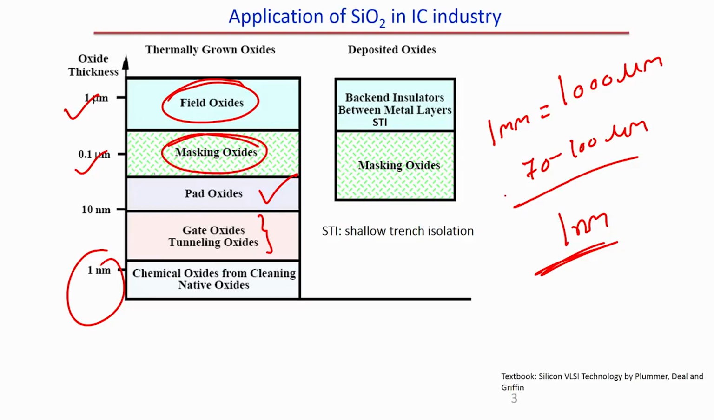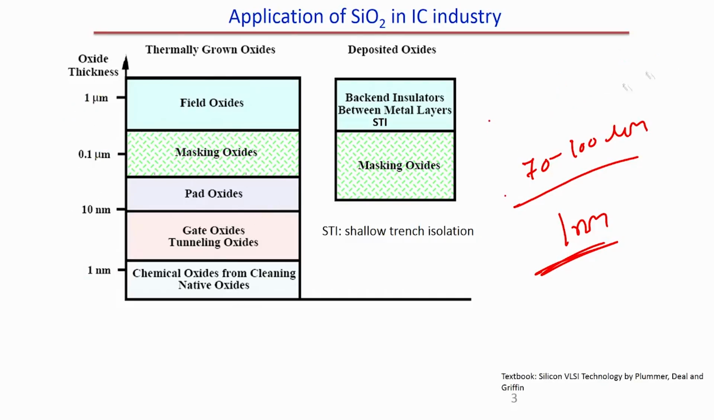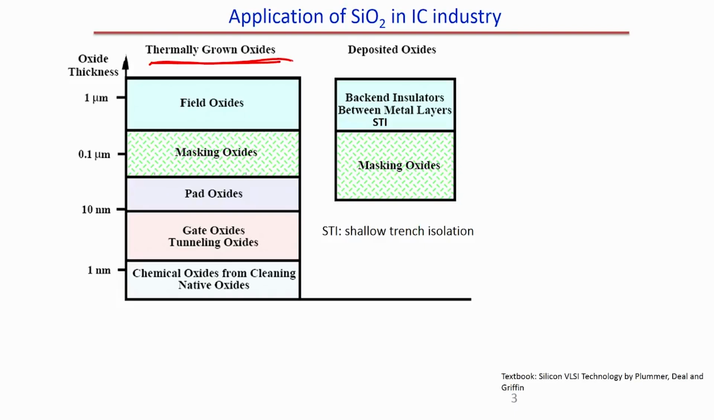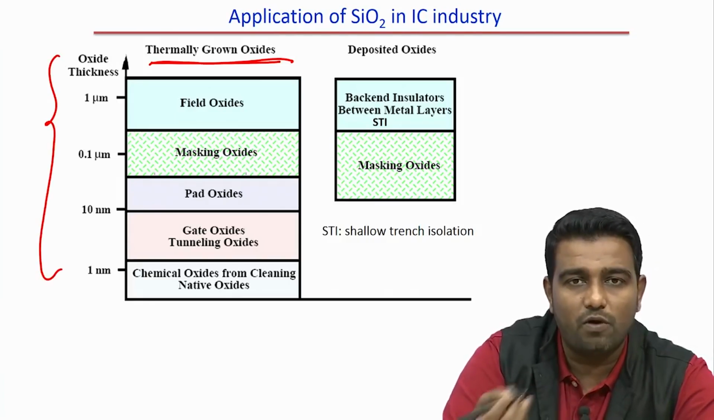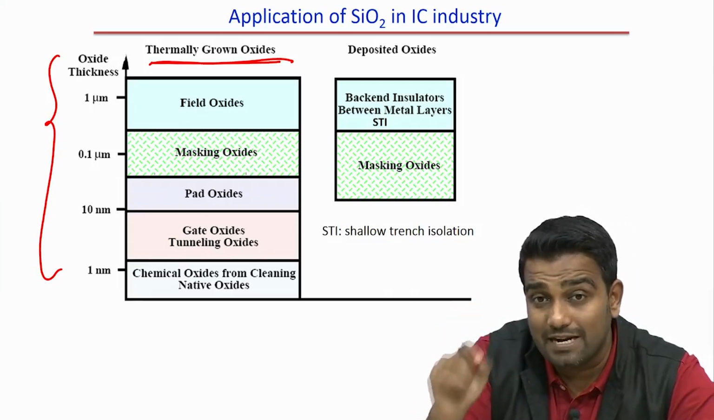For this, we can use chemical oxides from cleaning native oxides. So, if you want to clean the native oxides, the chemical oxides from the native oxides, we can have a thickness of about 1 nanometer. Now, this is thermally grown oxide, and another one is deposited oxide. So, what is deposited oxide? We can vary the thickness of the thermally grown oxide from 1 nanometer to 1 micron. How about if I want to deposit the oxide?